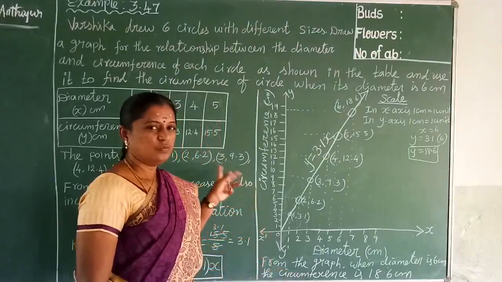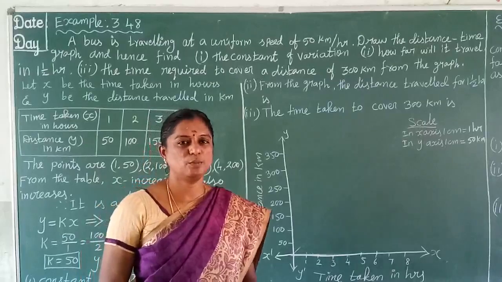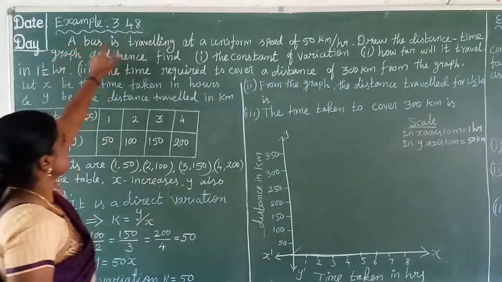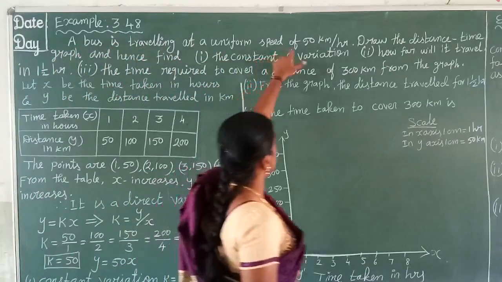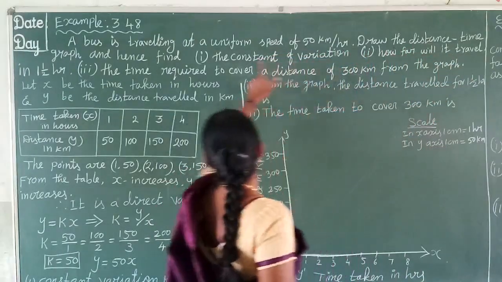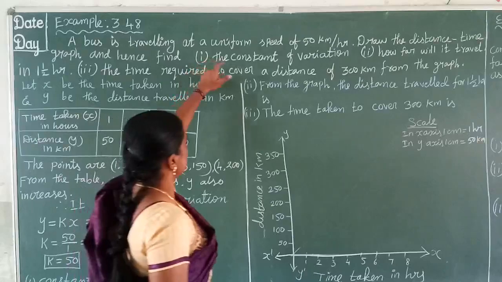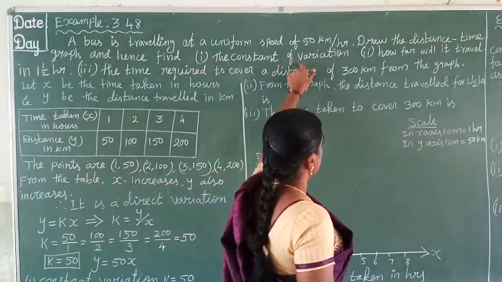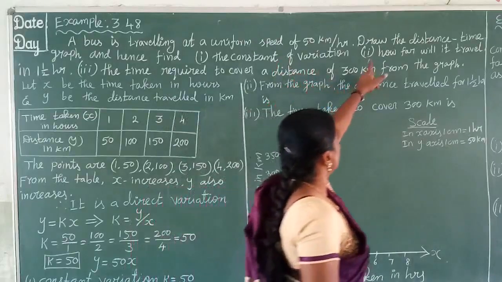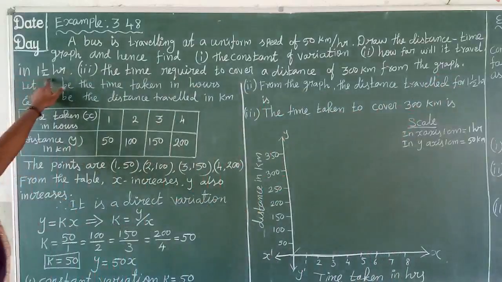The same method, we see one more problem. We discuss Example 3.48. A bus is traveling at a uniform speed of 50 km per hour. Draw the distance-time graph and hence find, first, the constant of variation. Using this, you have to find the constant of variation, that is the k value. And the second one, how far will it travel in 1.5 hours.